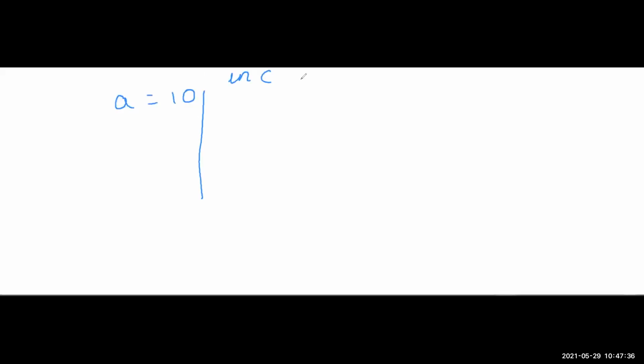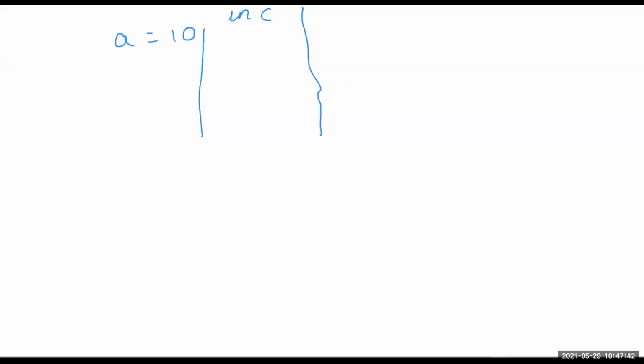See here, if I declare a variable, for example, a is equal to 10, what does it mean? Anybody? What does it mean in C, and in Python, what is the meaning of this?